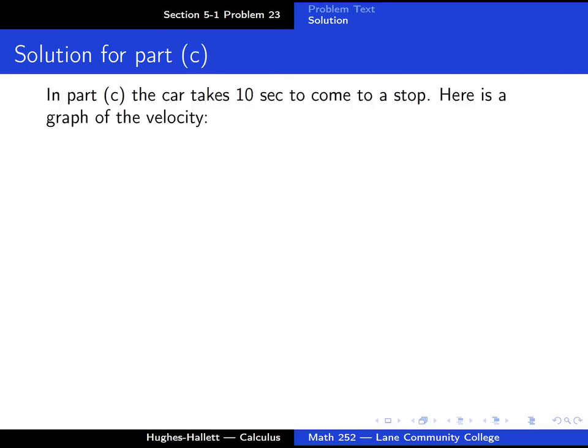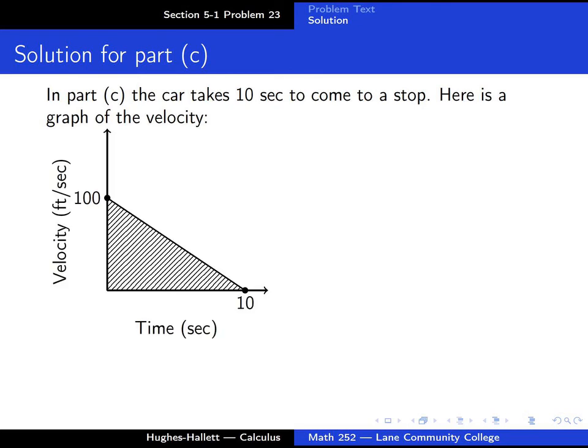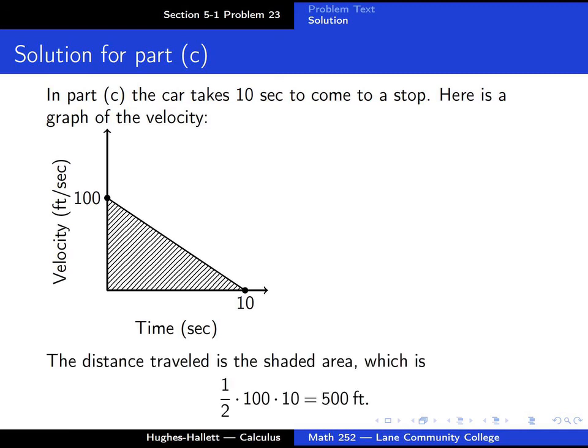Now, for part C, we're going to be decelerating at the same rate. So we're going to be moving at 100 feet per second. It's going to take us 10 seconds to come to a stop. Here's that graph, which looks a lot like the previous one, except now we're starting at 100 feet per second and it's taking us 10 seconds to come to a stop. The distance traveled again is the shaded area, the area of the triangle, and we get 500 feet.